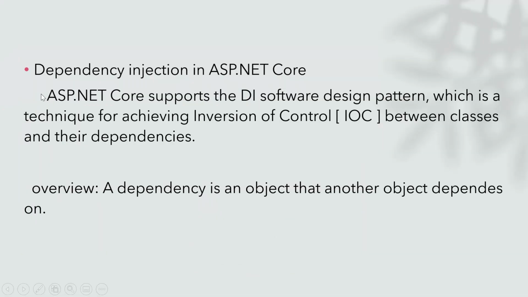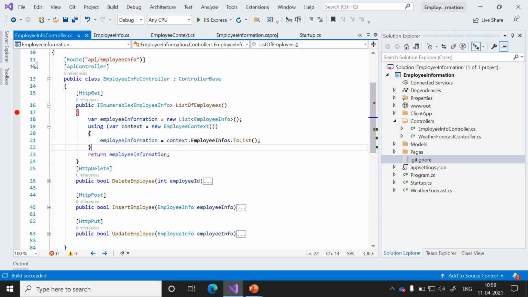I'm just providing a brief description about dependency injection here. ASP.NET Core supports the dependency injection software design pattern, which is a technique for achieving inversion of control between classes and their dependencies. We will see what is a class and how the dependencies will be resolved using ASP.NET Core. A dependency is an object that another object depends on. If you see employee info controller, employee context is a dependency of the employee info controller. Now we'll move this employee info context to another concrete class.